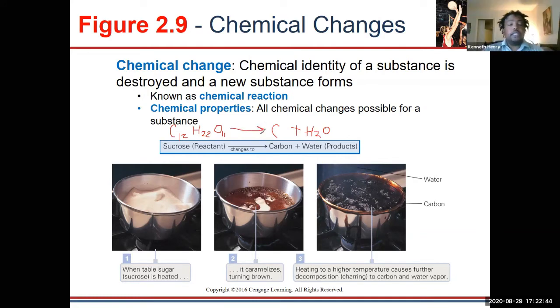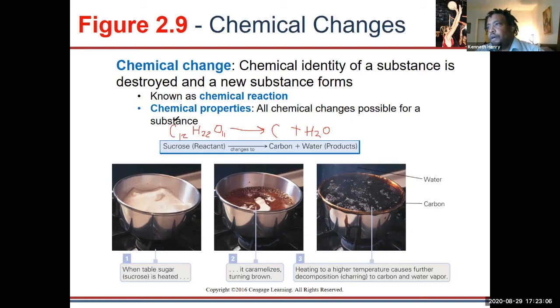Okay, so this is a chemical reaction. Here's the name of the chemical components. This is sucrose. This is the chemical formula for sucrose. Now you'll notice we have C12. That means that I have 12 carbons in this molecule. I have 22 hydrogens and I have 11 oxygens.